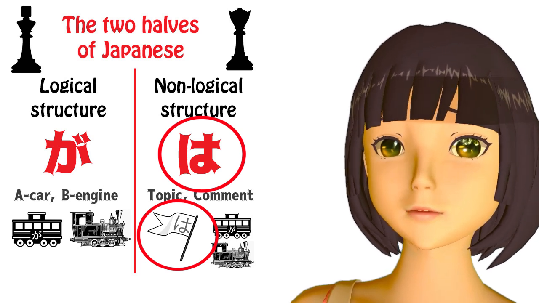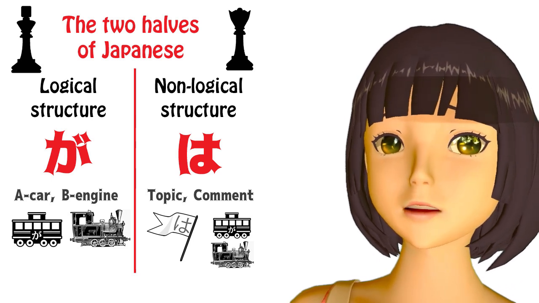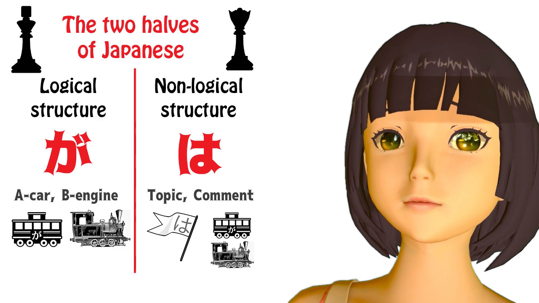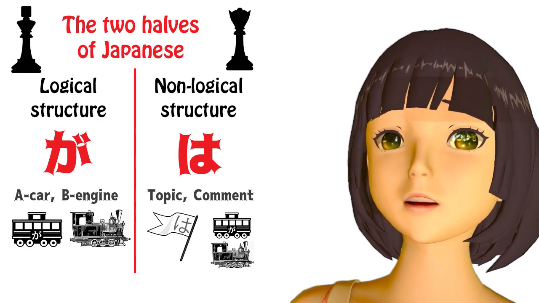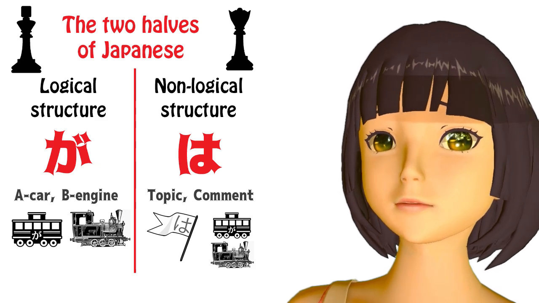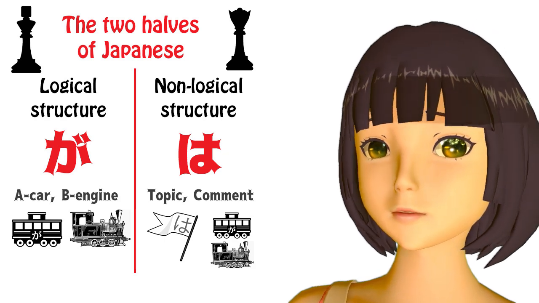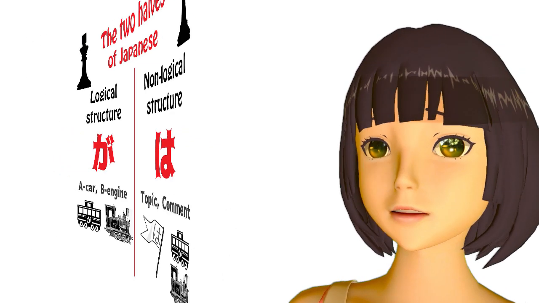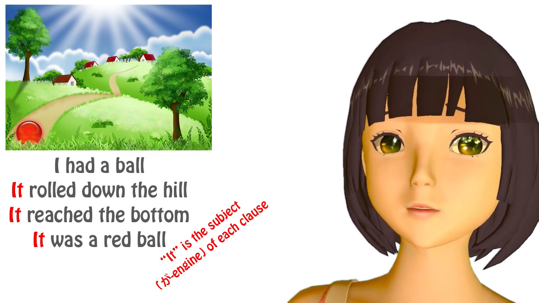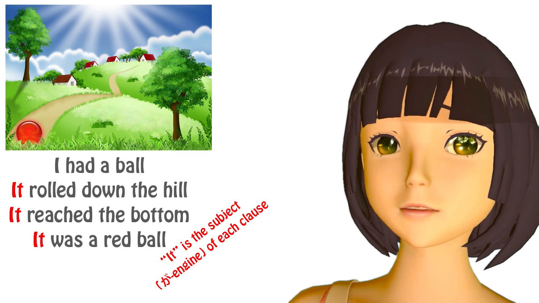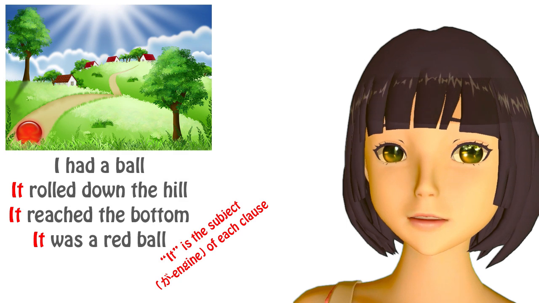So what is a topic? Every language has topics. Most languages are not like Japanese, topic prominent. But to explain what a topic is in English, here's a very quick example. In English, we track topics by using pronouns, and that's why English uses so many pronouns. That's why it's saying "it" all the time. So we can say, I had a ball, it rolled down the hill, it reached the bottom, it was a red ball. As you see, each time the ball is marked by "it."